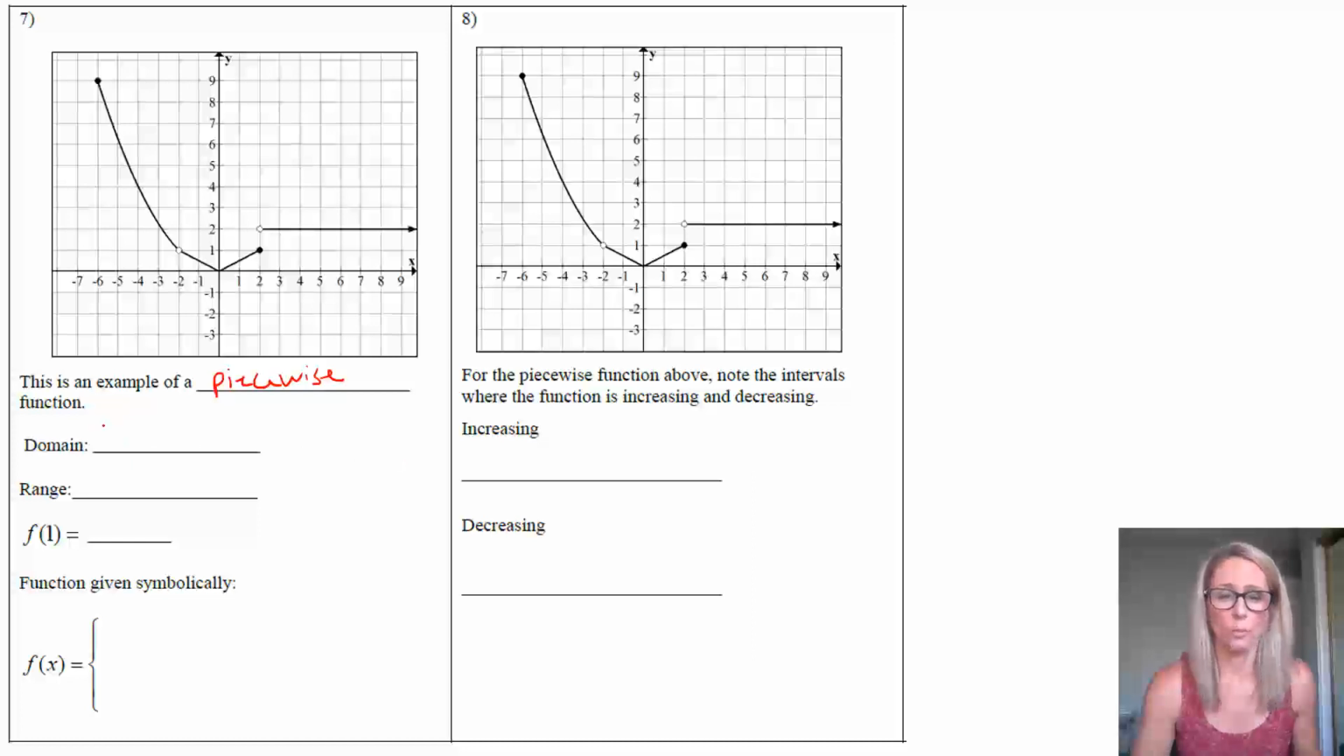So when we think about the domain of this piecewise, we will always start on the left-hand side. So we notice that if we plug in negative 6 for x, we do get a y value, and that continues all the way down to negative 2. But at negative 2, there's a hole. So I'm not going to put a bracket, I'm going to put a parentheses to indicate that I can go all the way up to negative 2, but I'm not going to go past it.